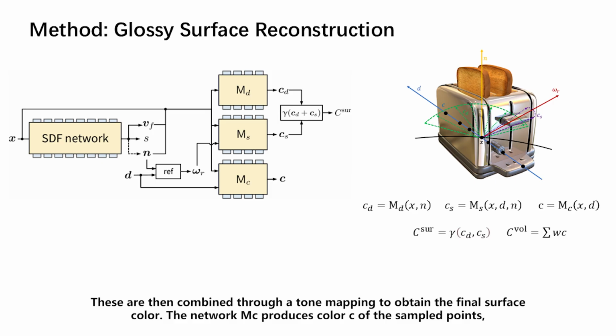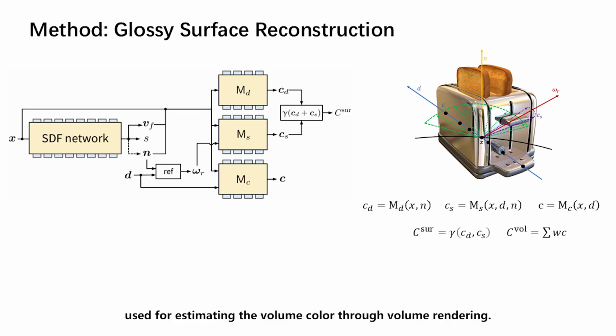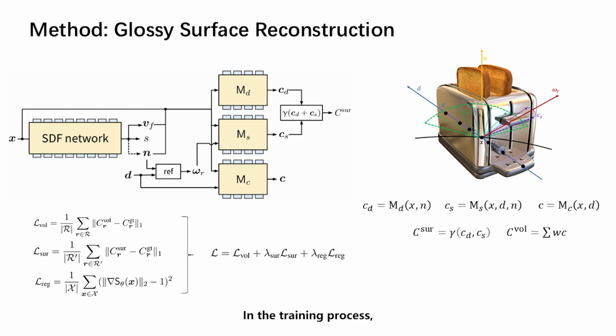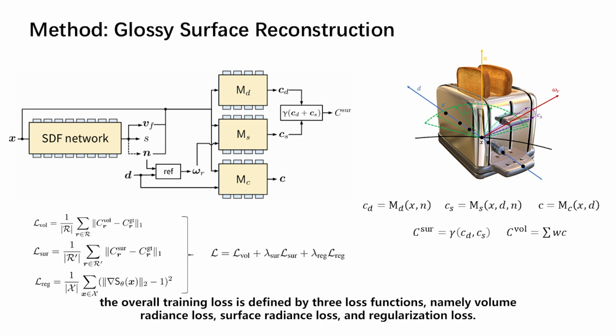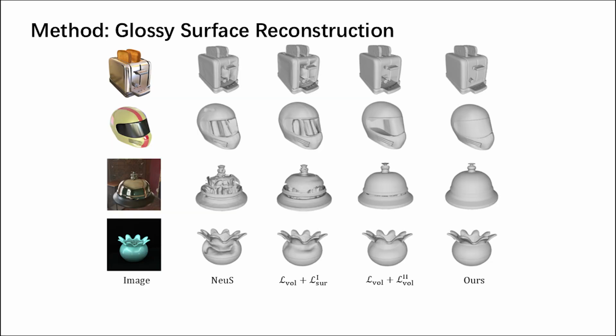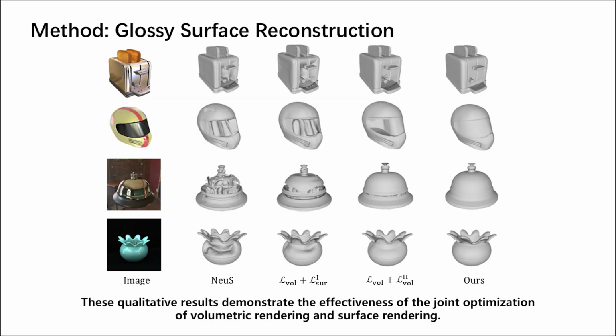The network M_IC produces color C of the sampled points, used for estimating the volume color through volume rendering. In the training process, the overall training loss is defined by 3 loss functions, namely volume radiance loss, surface radiance loss, and regularization loss. These qualitative results demonstrate the effectiveness of the joint optimization of volumetric rendering and surface rendering.